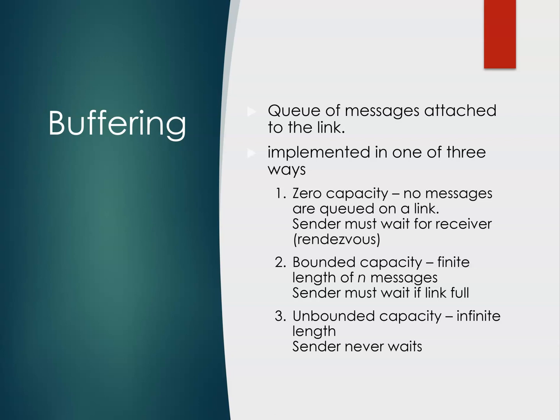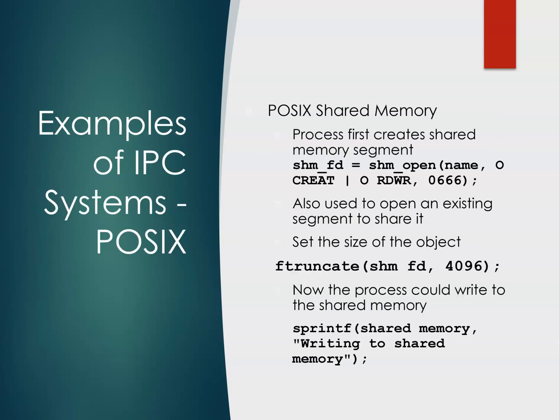Buffering is often important when dealing with processes. A queue of messages is attached to the link, and it can be implemented in one of three ways. Zero capacity: no messages are queued, and the sender must wait for the receiver, a rendezvous. Bounded capacity: a finite number of messages, and the sender must wait if the link is full. And unbounded capacity: infinite length, and the sender never waits. Of course, that's not truly infinite.